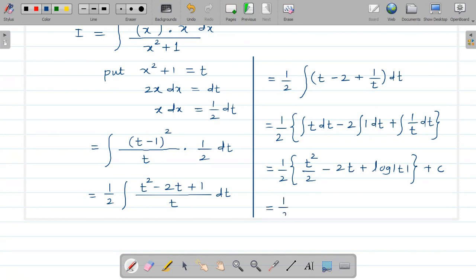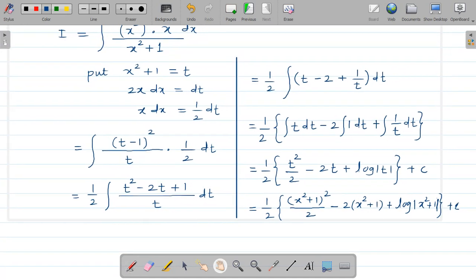So we get 1 by 2 into bracket. Now resubstitute value of t here. Value of t is x square plus 1. So x square plus 1 square upon 2, minus 2 times x square plus 1, plus log of modulus of x square plus 1, curly bracket is completed, plus constant. So this is the answer after this resubstitution.